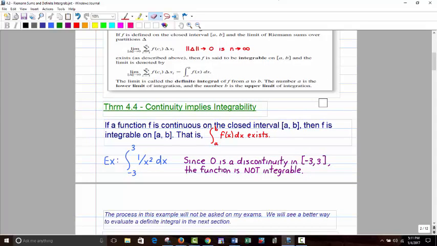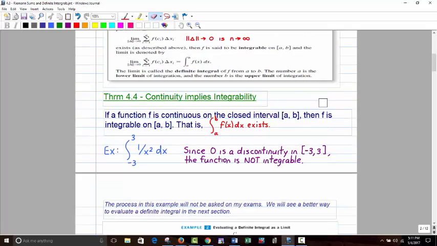Now let's just take a look at this theorem that says continuity implies integrability. I got that right the first time. It's a miracle. If a function f is continuous on a closed interval, then f is integrable on the closed interval a to b. That means the definite integral exists. Let's bring it lower so we can see that. There we go.